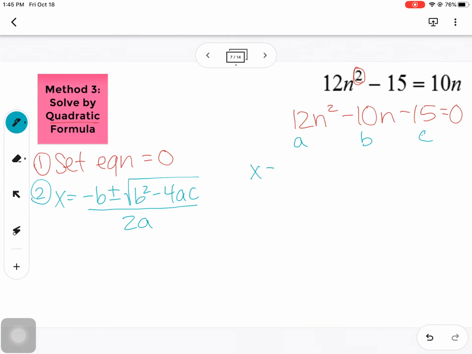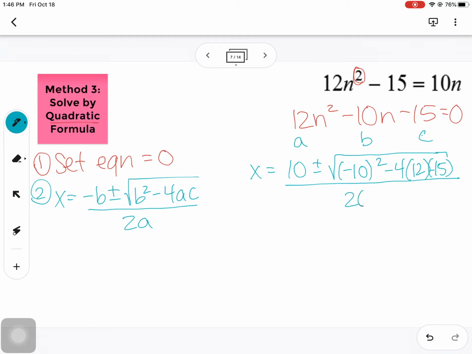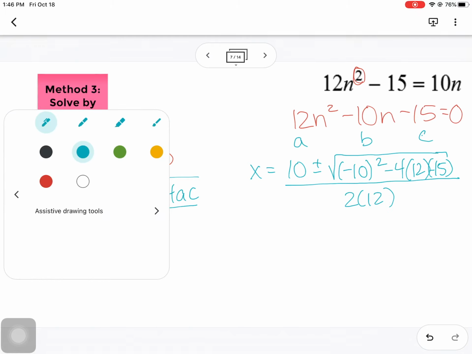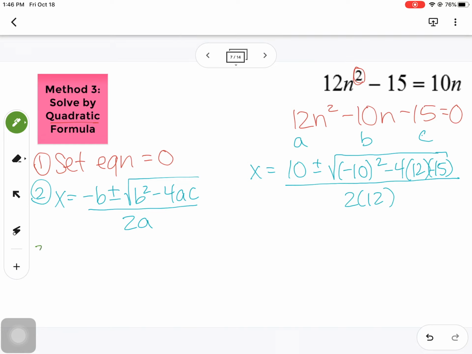When I plug into it, my b is negative 10, so when I plug into negative b, negative 10 is positive 10, plus or minus the square root of negative 10 squared minus 4 times 12 times negative 15, all over 2 times 12. When you're simplifying this, I would specifically first simplify your radicand, and then when that is done, simplify your fraction.